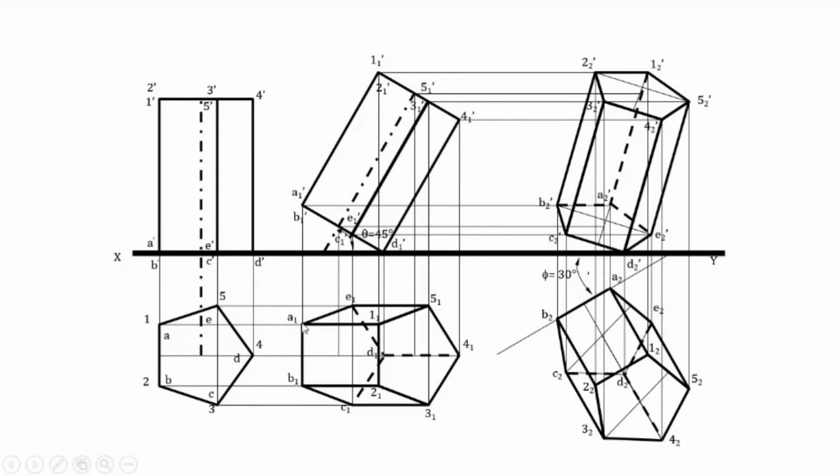D1. So the edge that is opposite to this D1 is A1 B1.